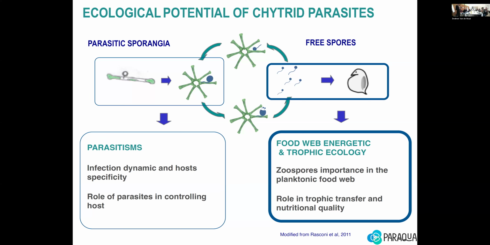So as I say, the chytrids have these two sides. Of course, on one side, we study them as a parasite, the infection dynamic, their effect on the host. And today we will focus on the food web, energetic and trophic ecology. Yesterday was Kevin's talk, and Kevin explained quite well that feeding on a dissemination state of a parasite is a strategy for the parasite to infect secondary, tertiary hosts. So it's a way of closing the cycle.